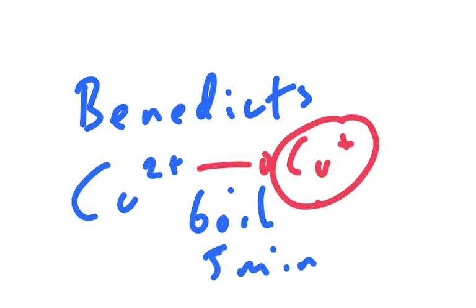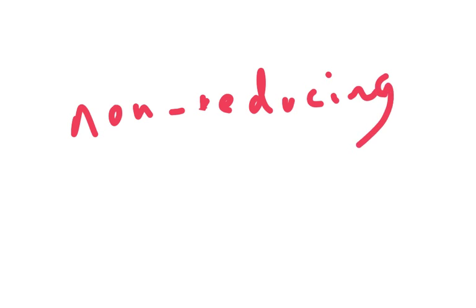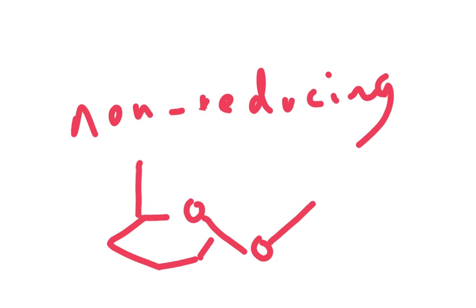Now, the final test is the non-reducing sugars test. So this is for non-reducing sugars such as sucrose, which is the sugar you put in your tea. Now, sucrose is a disaccharide, and it's a disaccharide of glucose with a glycosidic bond to a fructose. A non-reducing sugar is one that, when you boil it with Benedict's, does not change colour.